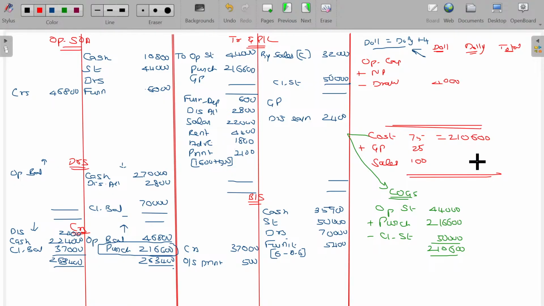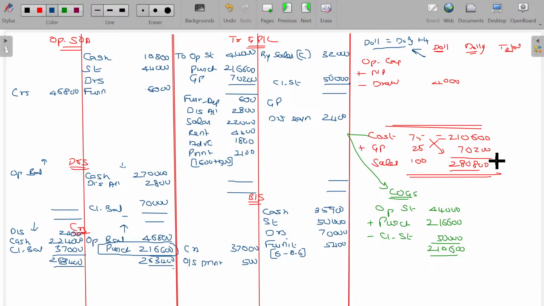Usually they add profit at the rate of 25% on sales. If the sales being 100, GP is 25 and cost should be 75. Here the cost 2,10,600 represents 75%. Then for the other 25% you can do the cross multiplication. Divide this by 75 and multiply with 25. The ultimate value being 70,200 is the GP. And sales value should be 2,80,800. So GP we found out, which is 70,200.